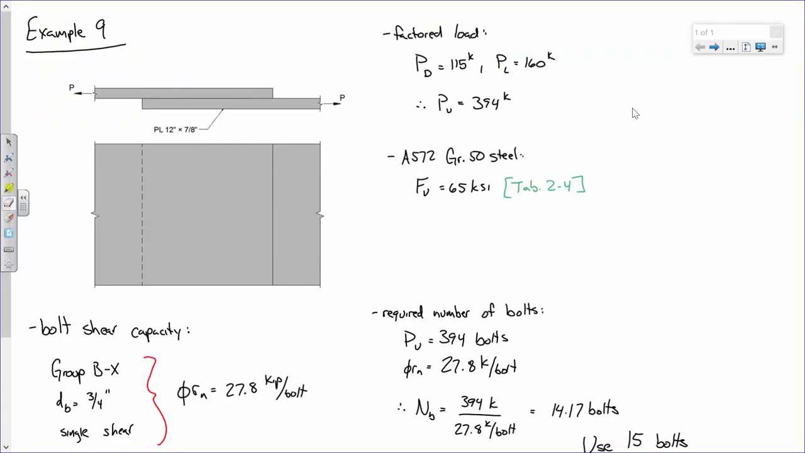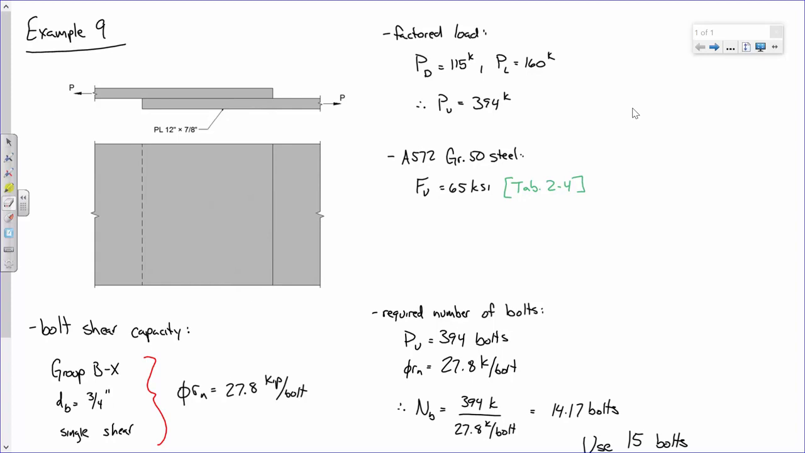Now this connection was going to be subjected to a dead load of 115 kips and a live load of 160 kips. So the first thing that we needed to do was factor the load. So we factored the load, got a Pu of about 394 kips. And then we said, well, it's A572 grade 50 steel, so the Fu value is pretty easy to determine. And then we got into designing according to bolt shear.